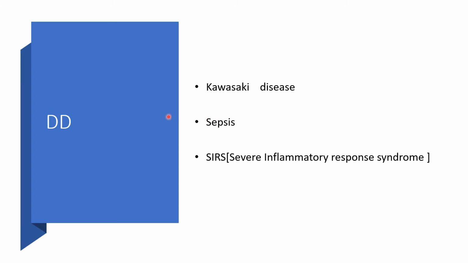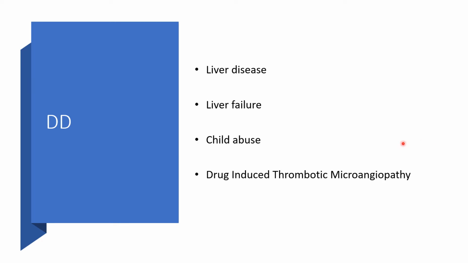The list of the differential diagnosis of HLH could be Kawasaki disease, might be sepsis, or severe inflammatory response syndrome. Might be liver disease because we're going to find hepatomegaly, right, and bilirubin that will be rising. So, maybe it's just liver disease or liver failure. It might be child abuse when you find bleeding, rashes, and splenomegaly, thinking that this child has been abused, right? Or it could be drug-induced thrombotic microangiopathy.